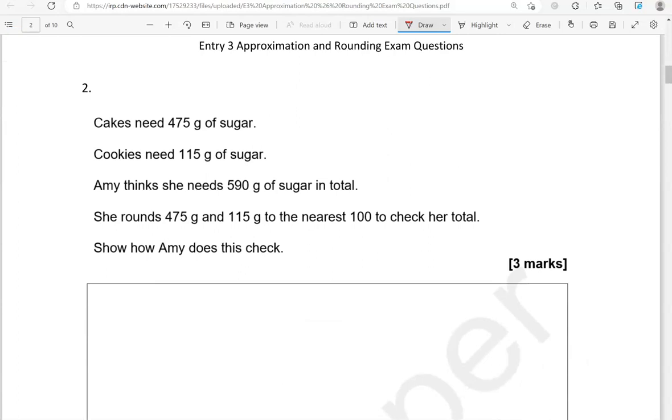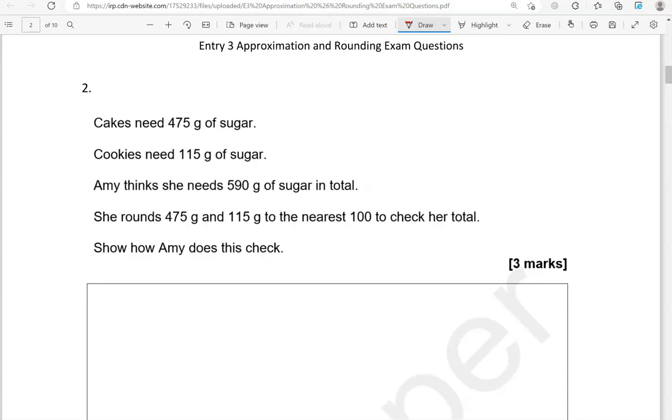Cakes need 475 grams of sugar. Cookies need 115 grams of sugar. Amy thinks she needs 590 grams of sugar in total, that is to make cakes and cookies, because this question links to a previous question that is not here. She rounds 475 grams and 115 grams to the nearest 100 to check her total. Show how Amy does this check.